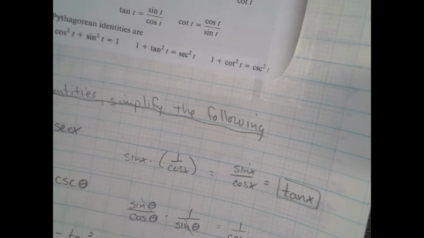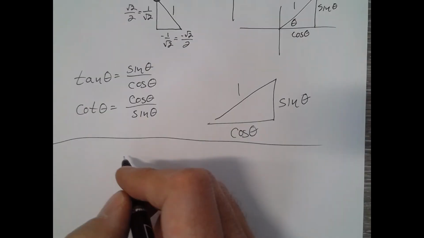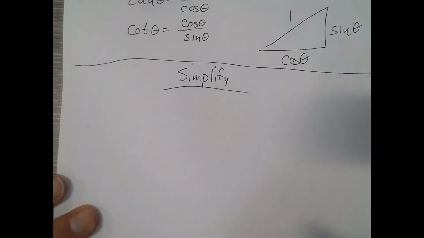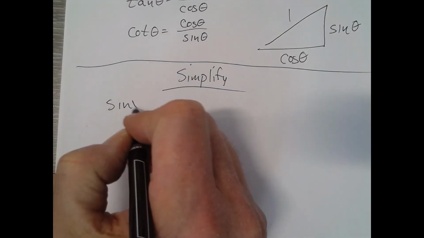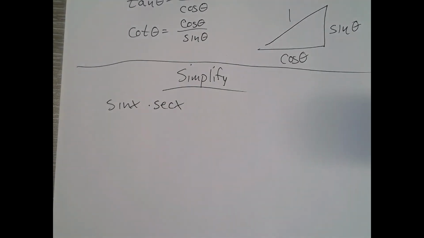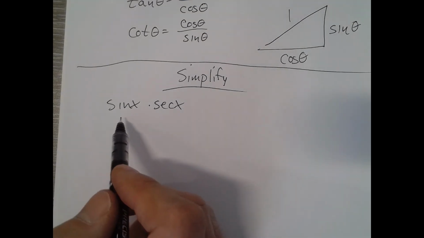Now, what do we use them for? If you're going to simplify, this would be a perfect textbook question, a quiz question or test question. If you have sine x times secant x, and we're going to simplify that, there's one thing I would suggest. If you have a trig function that is not written in terms of sine and cosine, I would write everything in terms of sine and cosine. Okay, well sine x, you don't have to change it, so that's still sine x.